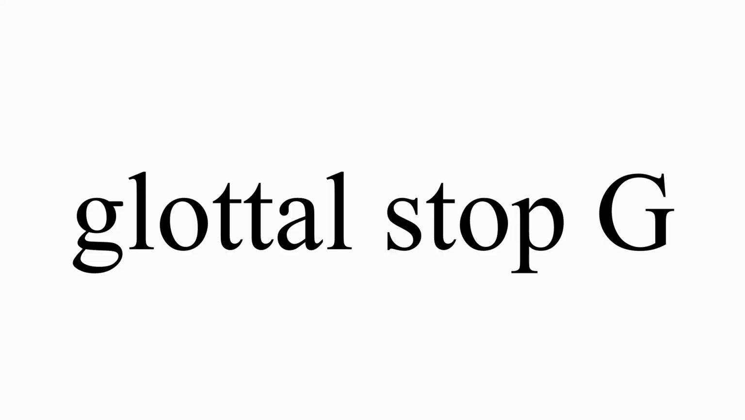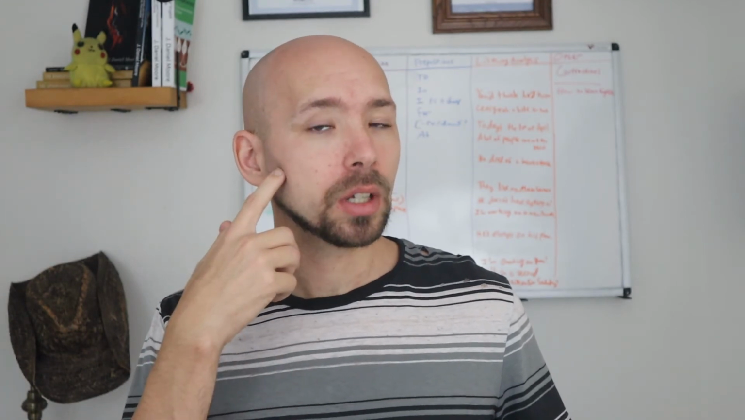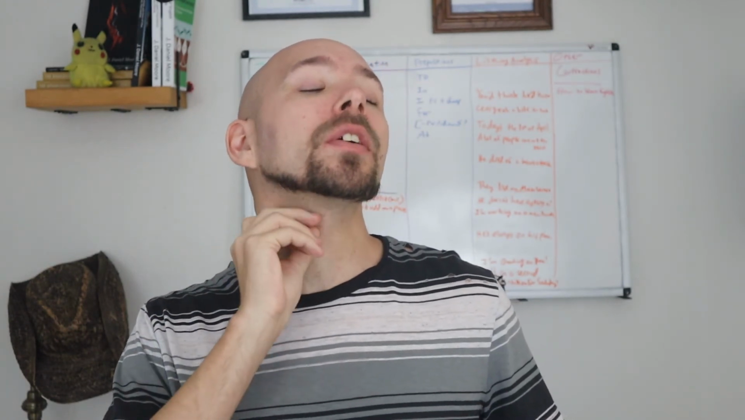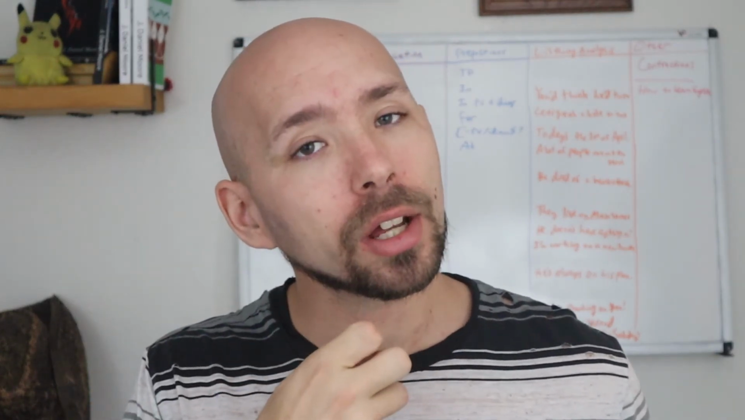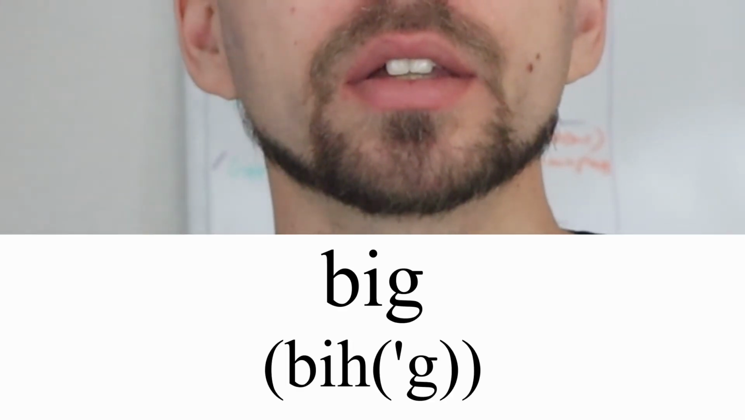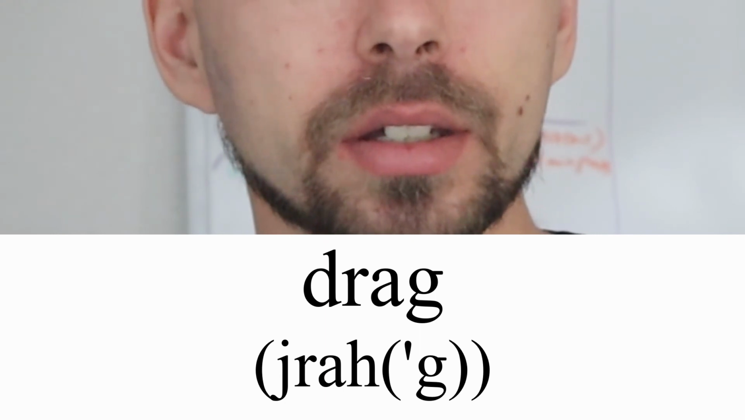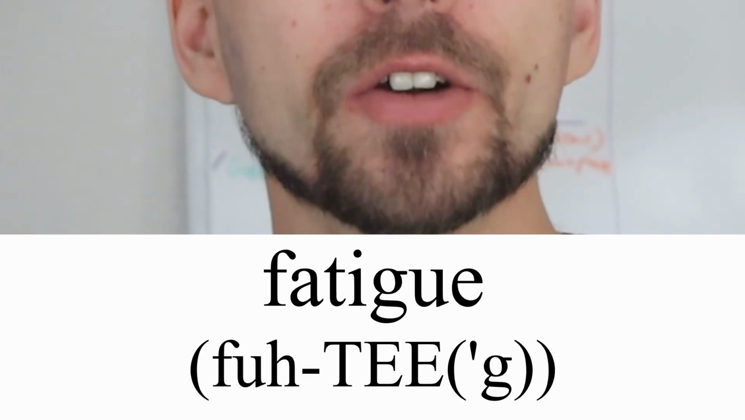Speaking of which, let's talk about the glottal stop G. So again, you want to go into that G position with the back of your tongue, and you want to close off the air here. You want to hold your breath, but as you're doing that, as you're closing it off, you need to sort of push that voice up through as best as you can, but don't let it actually go out of your nose. For example, big, drag, log, league, fatigue.